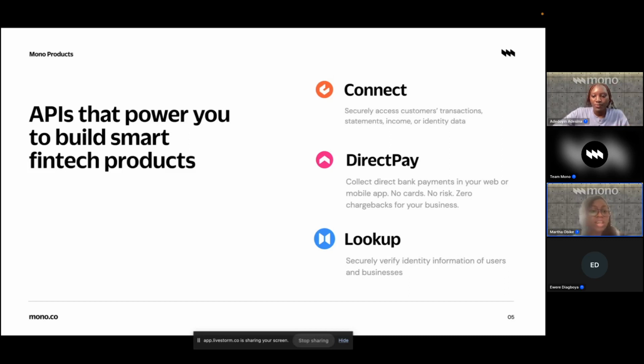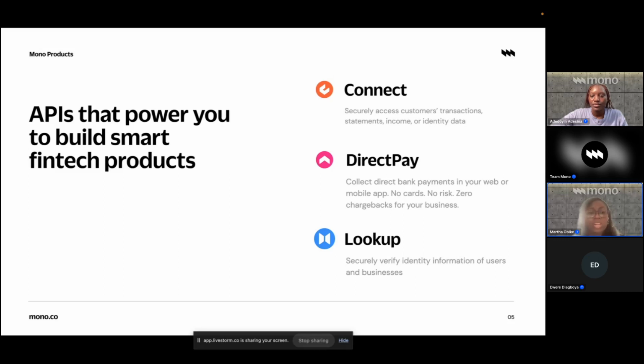Currently we have three major API suites at Mono. There is Mono Connect, which allows users to securely link their accounts to share their transactions, statements, income, or identity data with the business. Then we also have the Mono Direct Pay product, which allows your users to make cardless payments directly from their accounts. This works on an account-to-account basis.